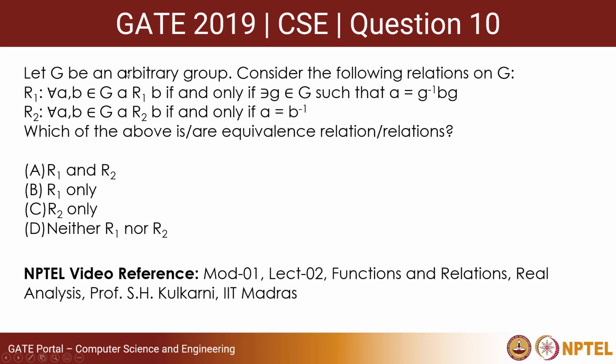Hello all, let us look at this question given in GATE 2019. Let G be an arbitrary group. Consider the following relations on G. There are two relations R1 and R2.